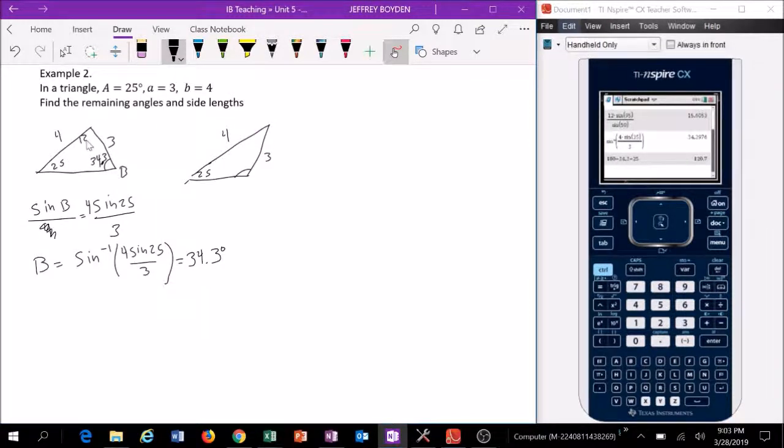So 120.7. And then we need to find this missing side length down here. And if that was A and that's C, I guess this is little c. So little c over sine of 120.7 equals, and I'm going to use 3 and 25 again. So that would be 3 over sine 25. Let's multiply this guy up.